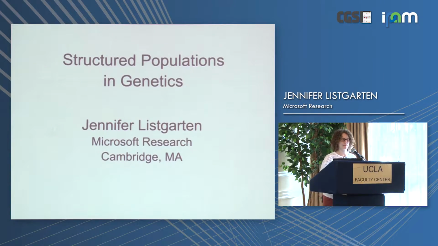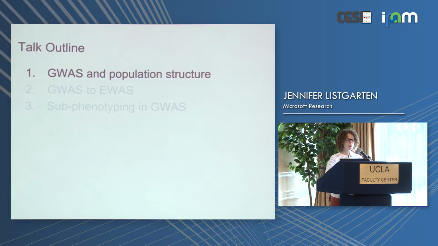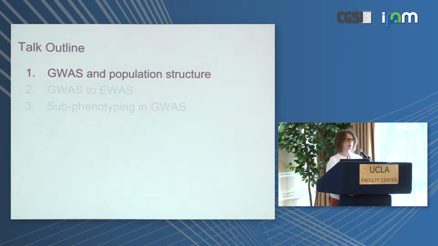Thanks, John. I think for this crowd, I'm actually going to skip over the intro. And I'm going to try to get through 3 topics. The first one is going to be more tutorial style about GWAS and the problem of hidden population structure, what can go wrong, and how you can solve that.